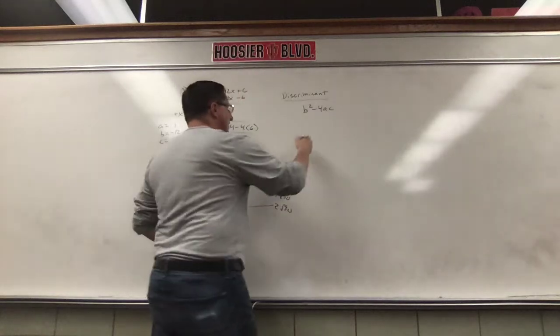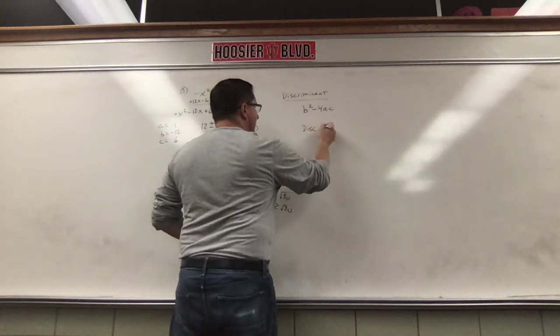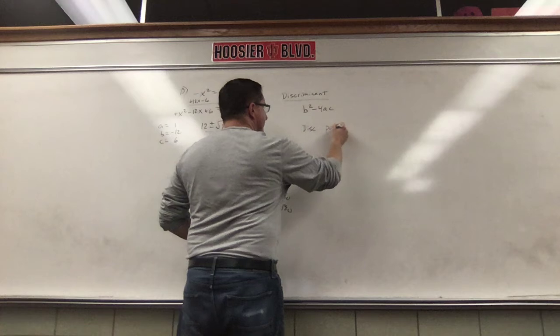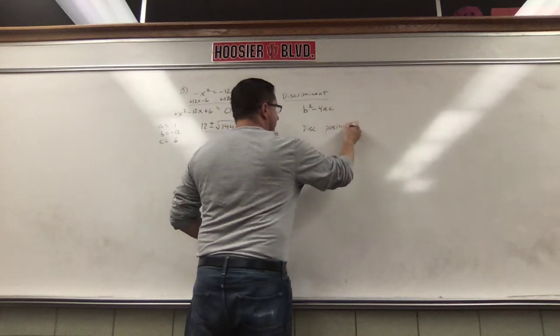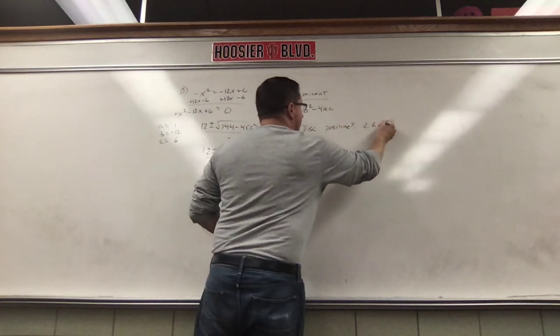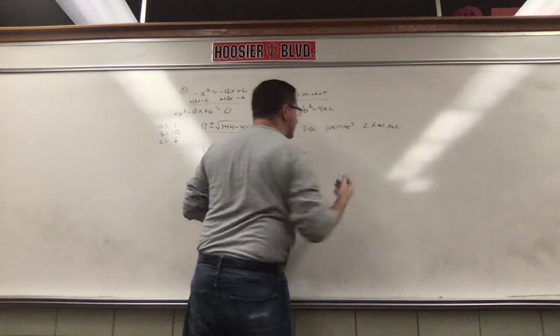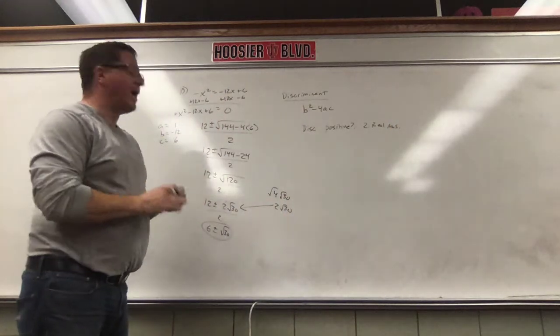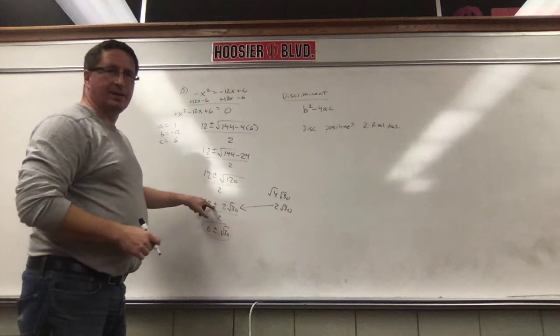So what you need to understand is this. If the discriminant is positive, there are two real answers. Whatever they are, there's two real. Why is there two of them? Because of the plus or minus symbol.